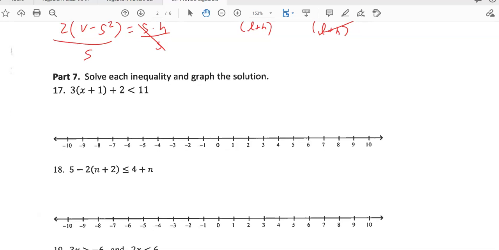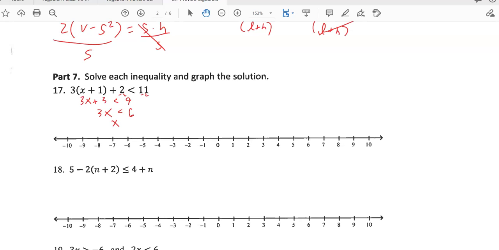Solve the inequality, and then we're going to graph it here. Let's see, we're going to solve this. So let's move the 2 over and kind of distribute here. So this would be 3x plus 3. I'm going to subtract 2. So I'm going to say less than 9. Subtract 3 now. So I get 3x is less than 6.